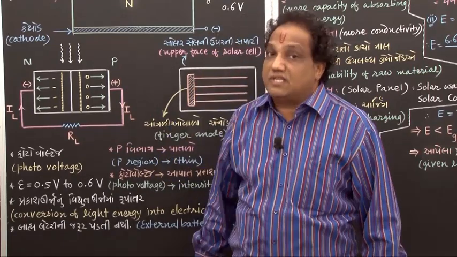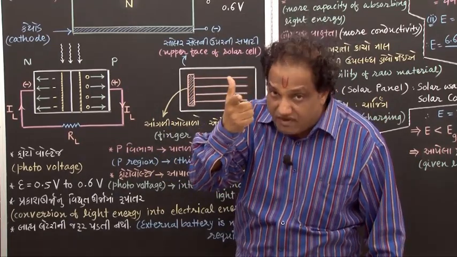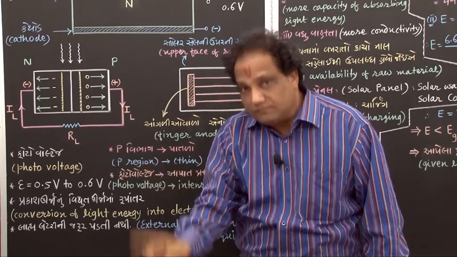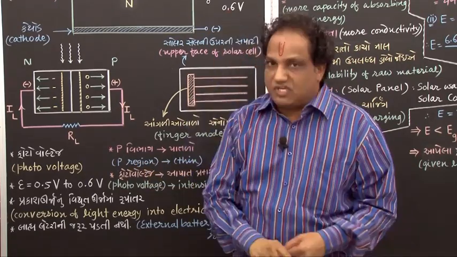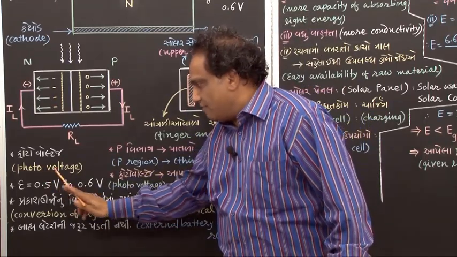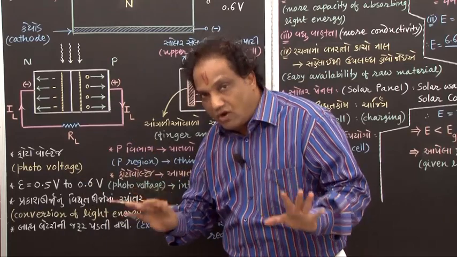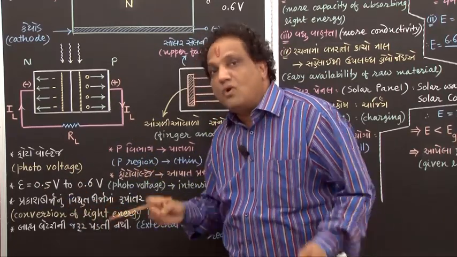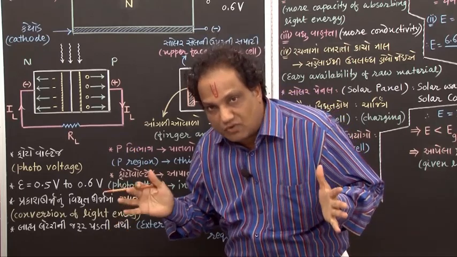That potential difference itself is known as EMF. But this potential difference or this EMF generated here is called photovoltage. What is it called? Photovoltage. Here it is, photovoltage. And practically we find this photovoltage of the value nearly 0.5 volt to 0.6 volt, correct?